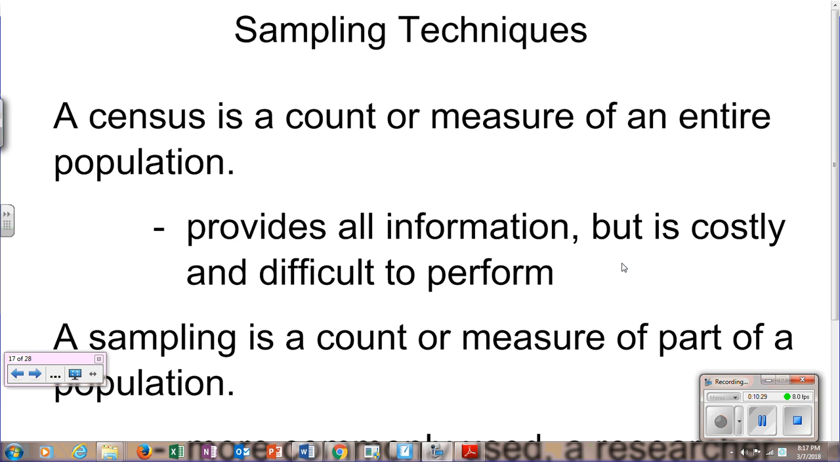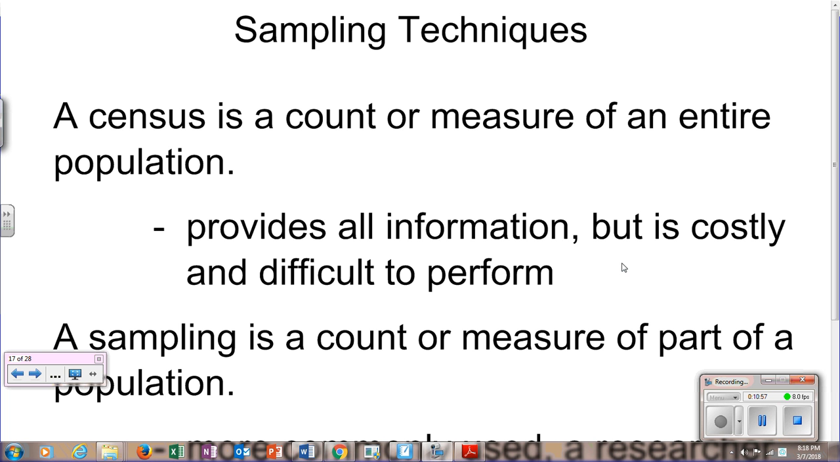Now we're moving on to sampling techniques. So there's a lot of different sampling techniques that can be used. First one is a census. A census is a count or a measure of an entire population. So we do a census in the United States once every 10 years. There's a census that gets sent out. You are required by law to fill it out and send it back.